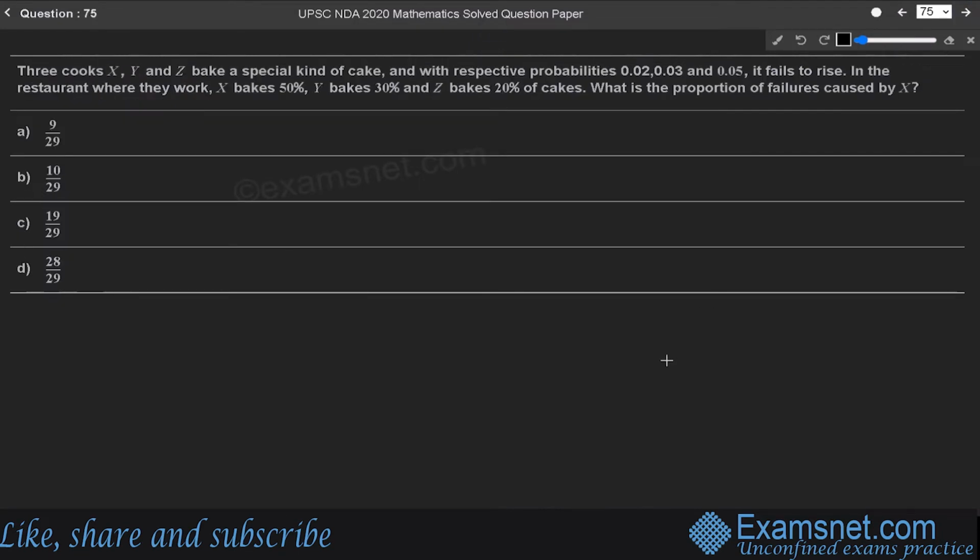Next question is, three cooks X, Y and Z bake a special kind of cake and with respective probabilities of 0.02, 0.03 and 0.05, it fails to rise. In the restaurant where they work, X bakes 50%, Y bakes 30% and Z bakes 20% of cakes. What is the proportion of failures caused by X? Again, this is a question from probability.